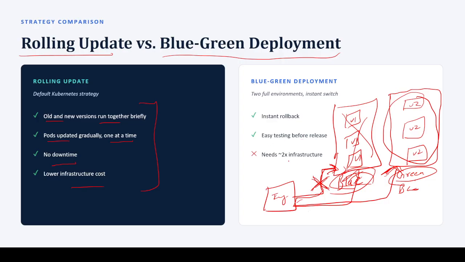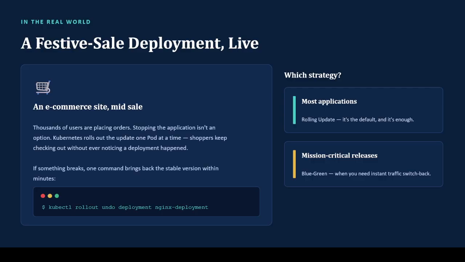But the only problem is you need to create a replica of your infrastructure. So this is the one thing. Let's say in a real world case you have thousands of users placing orders and you can't stop the application, and something breaks. What will you do? Basically this is the one command you can just run: rollout undo deployment.